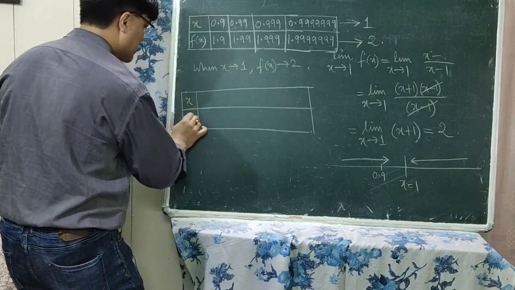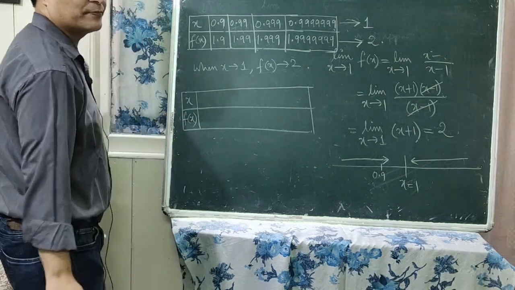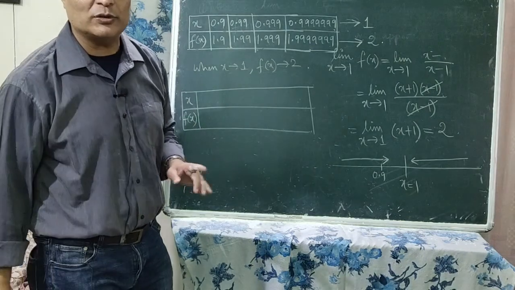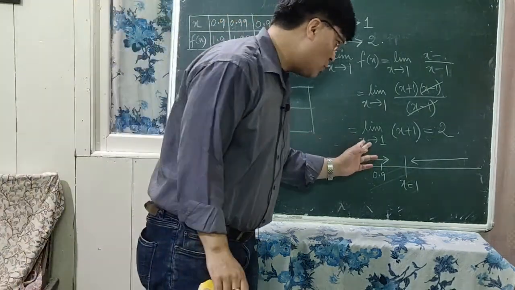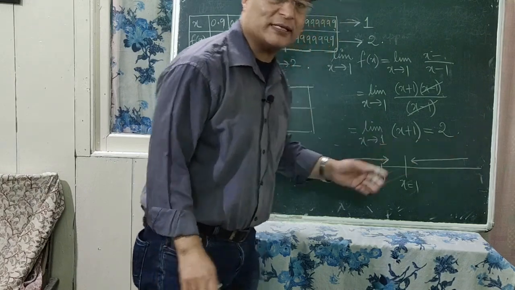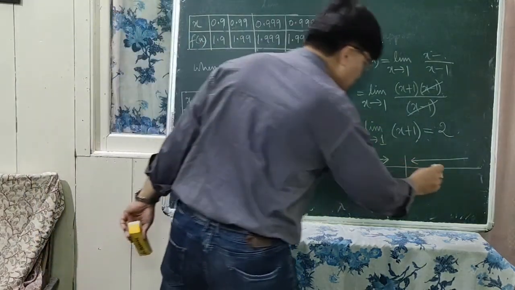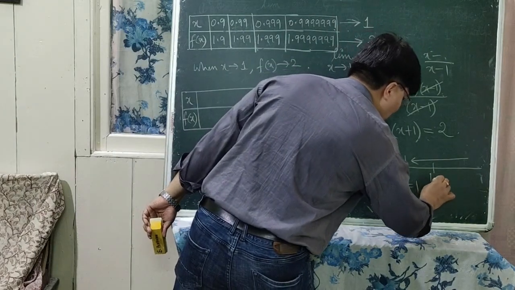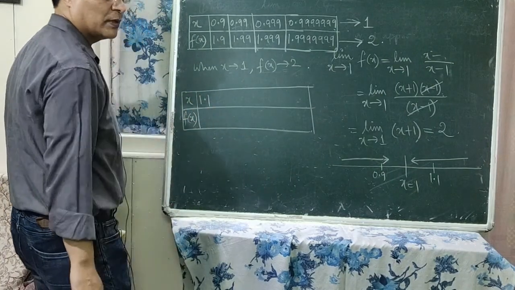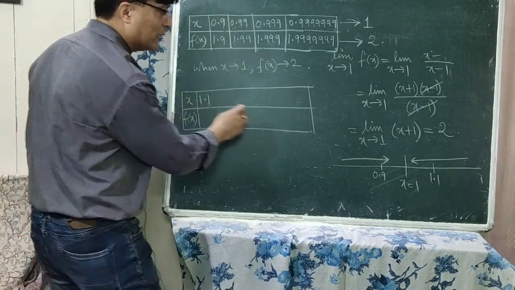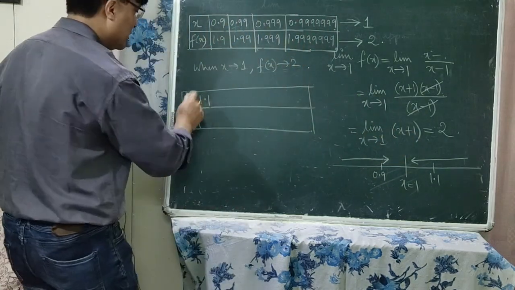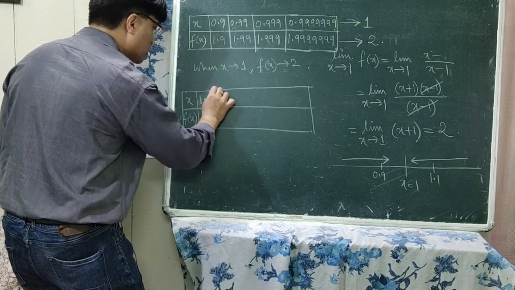Now let us take here x, and this is your f of x. So here also x tends to 1 means x exactly not equal to 1. Now x is approaching towards 1 from which side? From the right hand side. From the right hand side means we can take here 1.1, right? So if you put x is equal to 1.1, what is 1.1 plus 1? That is 2.1.